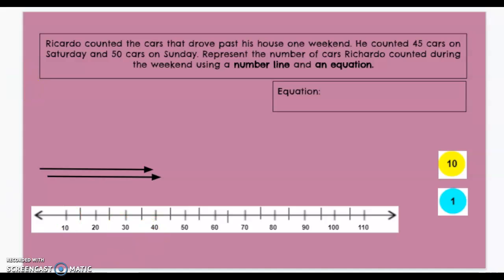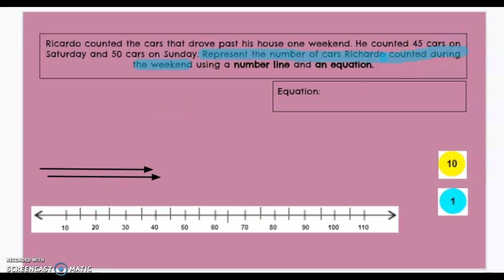Okay, so let's look at this number line. I have my number line. Well, first, let's go back and figure out what this is asking us. I'm sorry, I should have done that first. We're going to represent the number of cars Ricardo counted during the weekend. Okay? And then what other information do we have?